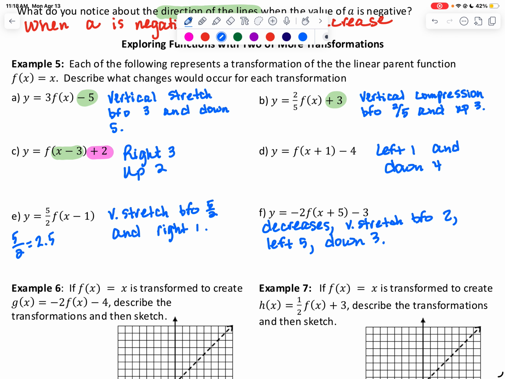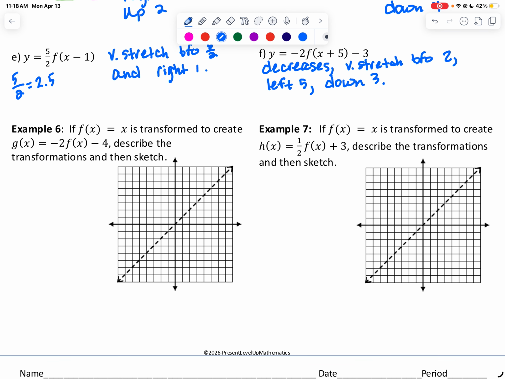All right, example 6. If f of x equals x is transformed to create g of x equals negative 2 times f of x minus 4. Describe the transformations and then sketch. So our transformations, if we describe them, our new line will be decreasing. It'll have a vertical stretch by a factor of 2, and it will move down 4.